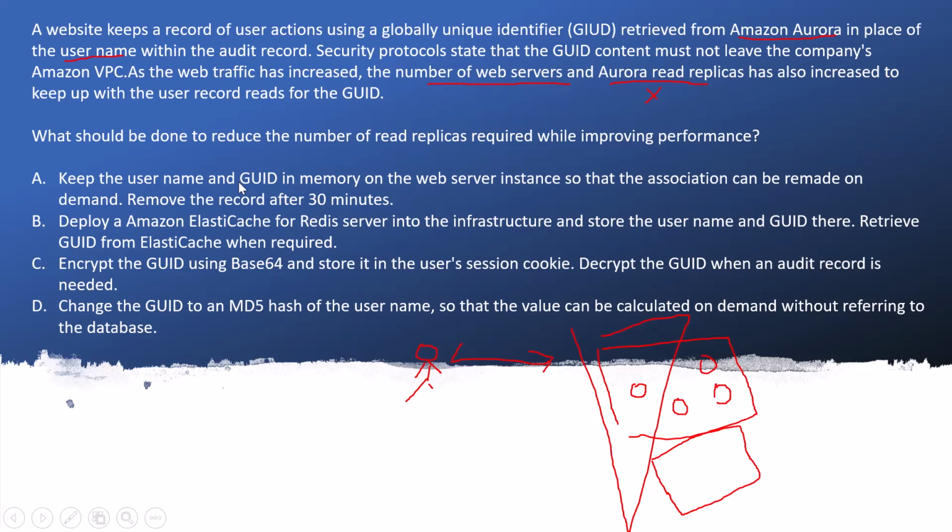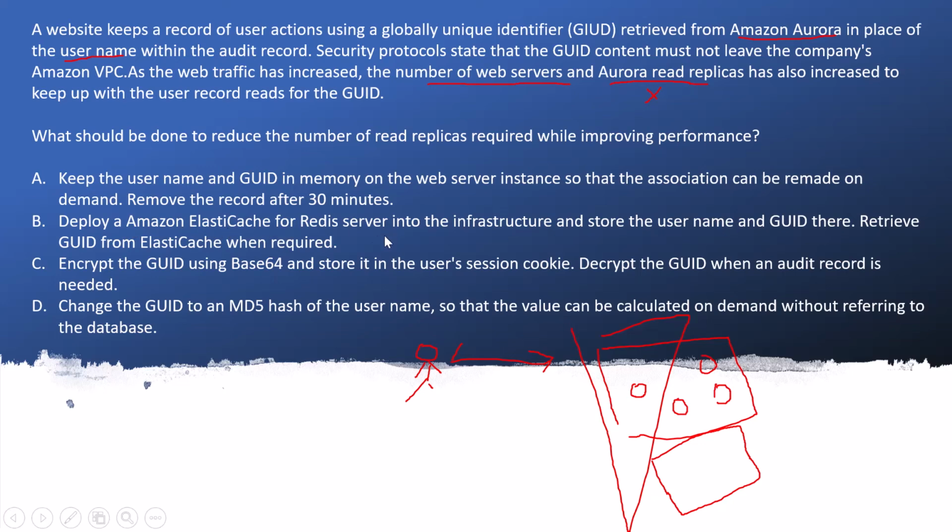Let's jump to the first option: keep the username and GUID mapping in the memory of the web server instances, so that the association can be remade on demand, and remove the record after 30 minutes. If we are talking about auto scaling, in that condition we are reducing and increasing the number of instances. So this is not the right approach, because we can lose the GUID and username which are coming to that instance only.